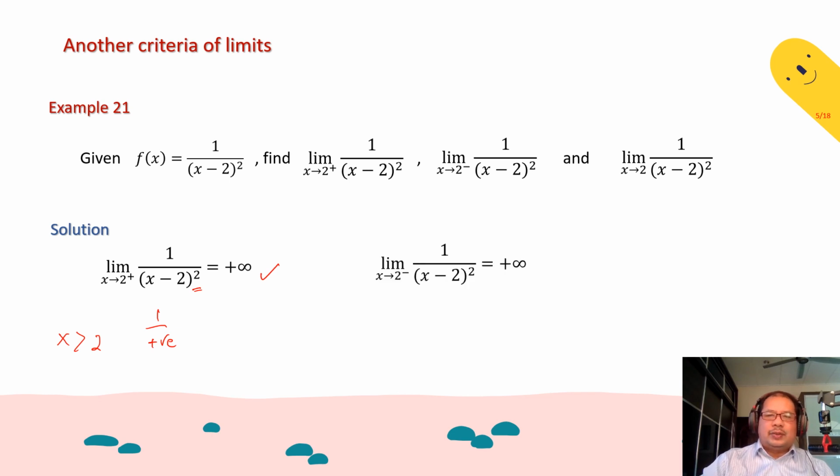Limit as x approaches 2 from the left, that means the value for x is less than 2. Less than 2, minus 2 is a negative, but with a power of 2 it becomes a positive again. So you get positive infinity. So then the limit as x approaches 2 of 1 over (x minus 2) squared, you get positive infinity.